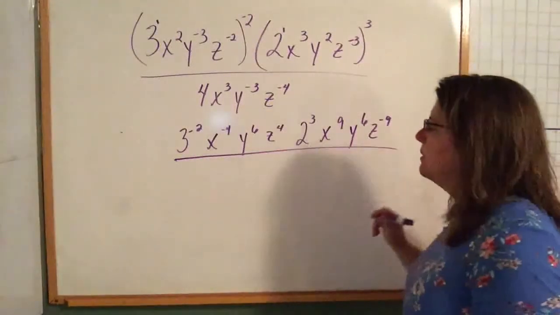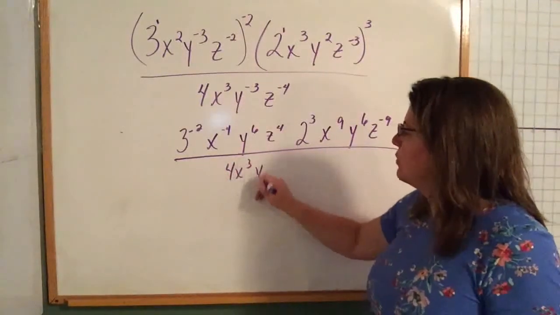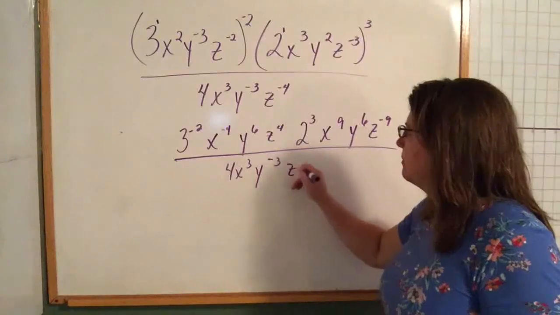Then look at the bottom. There's nothing I can do there. There are no exponents on the outside, so I'm just going to bring those down.